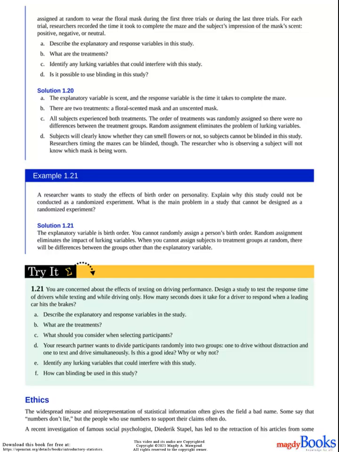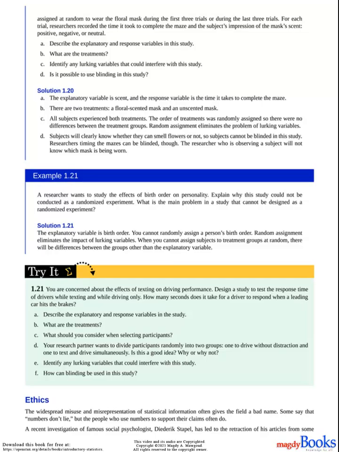Solution 1.20. A. The explanatory variable is scent, and the response variable is the time it takes to complete the maze. B. There are 2 treatments, a floral-scented mask and an unscented mask. C. All subjects experienced both treatments. The order of treatments was randomly assigned, so there were no differences between the treatment groups. Random assignment eliminates the problem of lurking variables.